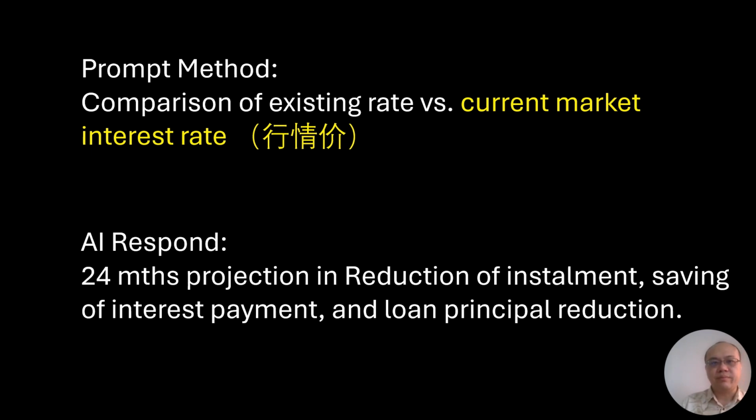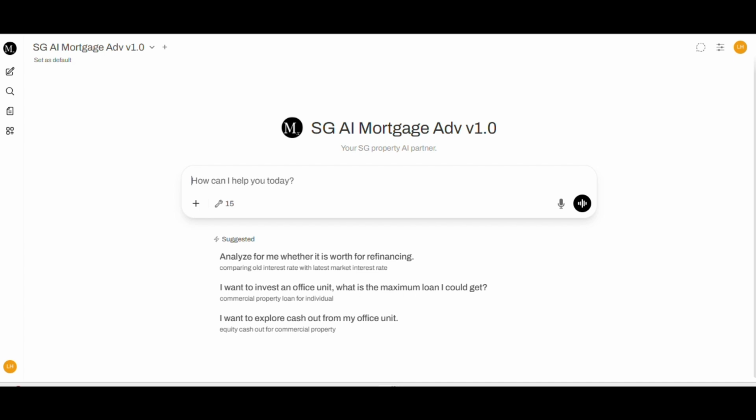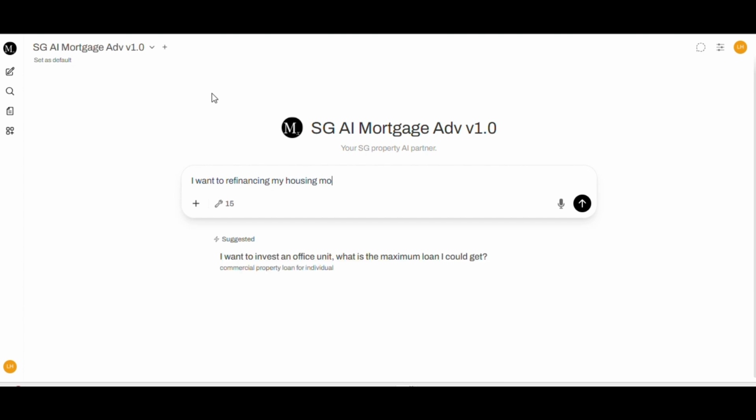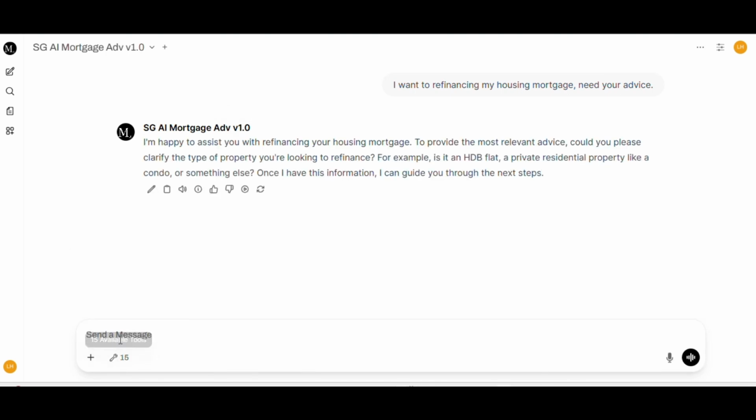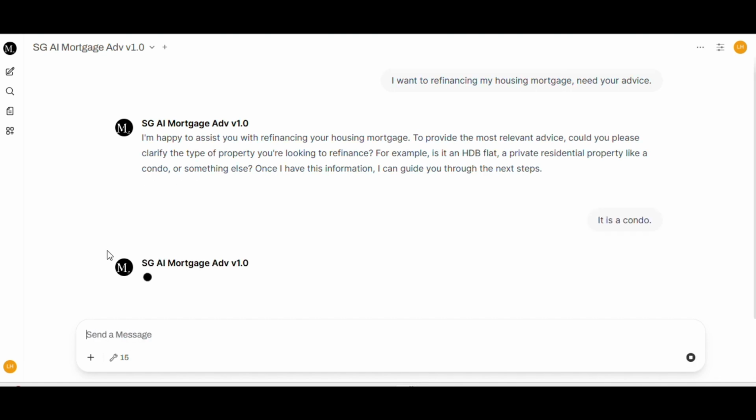So let's move on. We can always start by simply asking for advice from the AI, like this. You can simply ask, I want to refinance my housing mortgage, need your advice. Okay, let's see what the AI responds. It asks you what kind of property, right? And so you just respond, it is a condo.